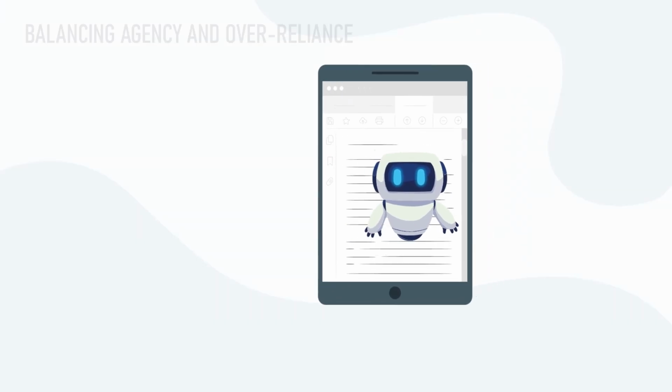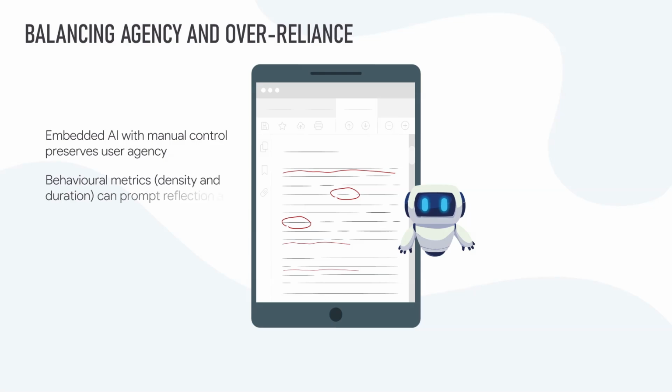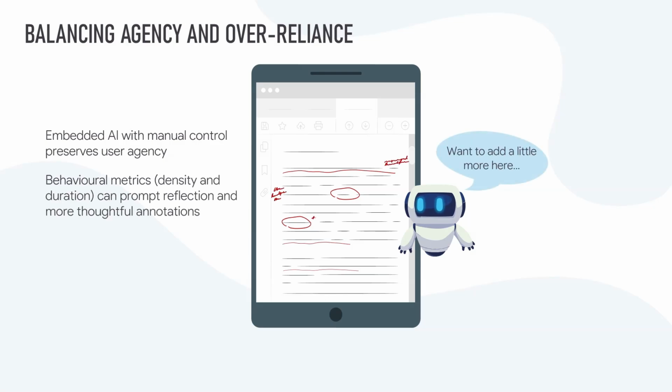Several methods can be applied to avoid over-reliance. While our method embeds AI with manual control via annotations to mitigate this, participants tended to use telegraphic feedback. Lightweight behavioral metrics such as annotation density and duration can help detect disengagement and prompt more deliberate input. We also propose structured sequencing that encourages manual annotation before AI feedback to sustain reflection and maintain user agency.